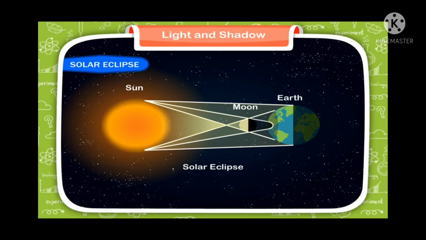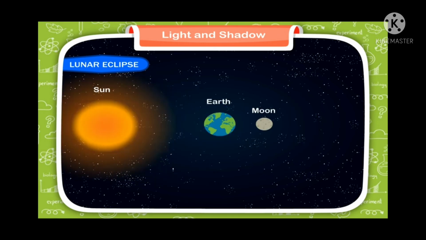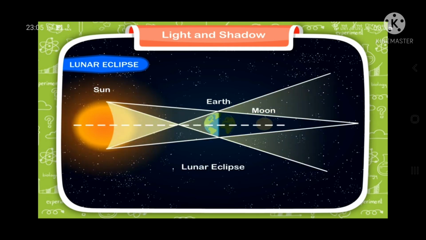Now, what is a lunar eclipse? In a lunar eclipse, the sun, earth, and moon come in a straight line, with the earth in the middle, and the shadow of the earth falls on the moon. When the lunar eclipse occurs, the bright side of the moon faces the earth. That is, a lunar eclipse occurs on a full moon day.